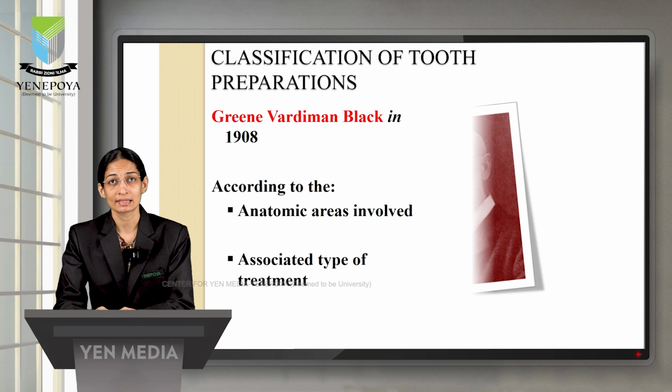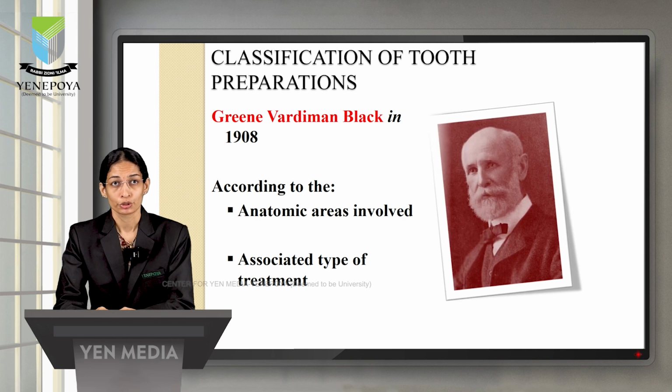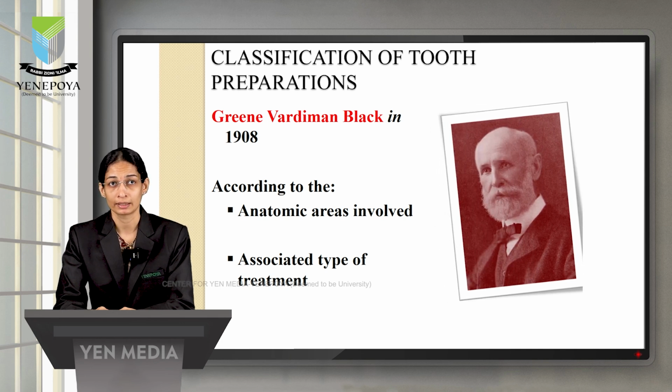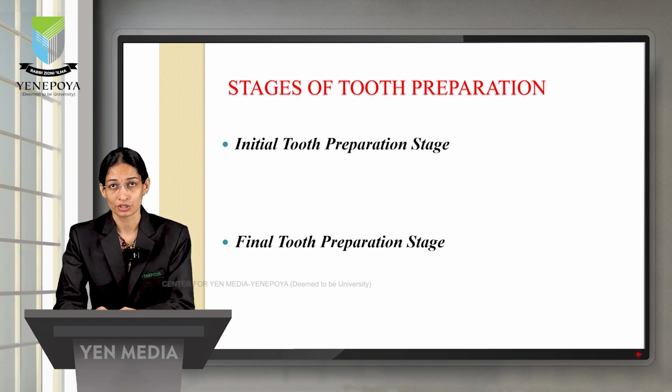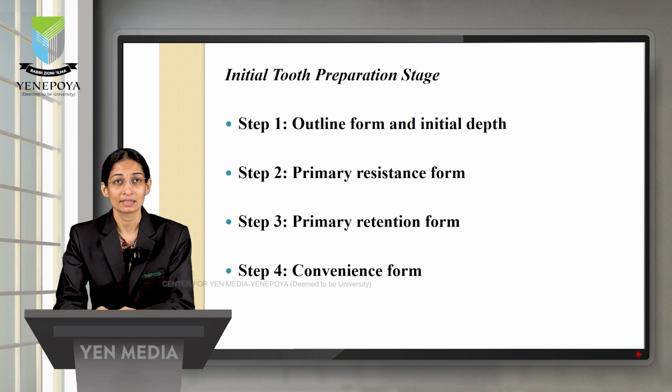Coming to the various classifications of tooth preparation, Dr. Green Vardiman Black in the year 1908 gave a classification for cavities according to the anatomic areas involved and the associated type of treatment. There are various stages to tooth preparation. It includes initial tooth preparation and final tooth preparation. Now, what are the steps included in the initial tooth preparation?